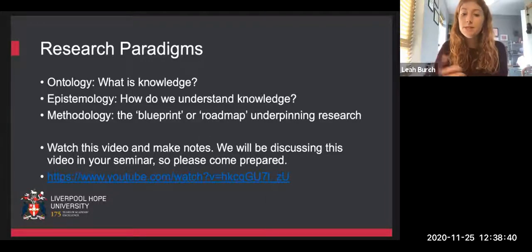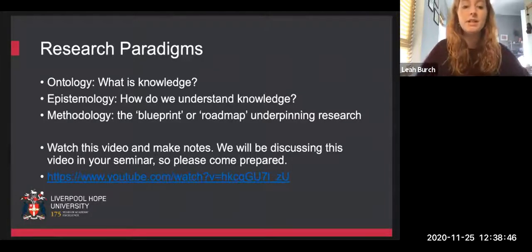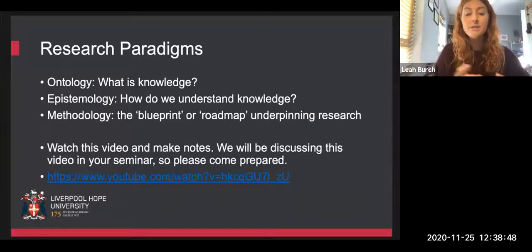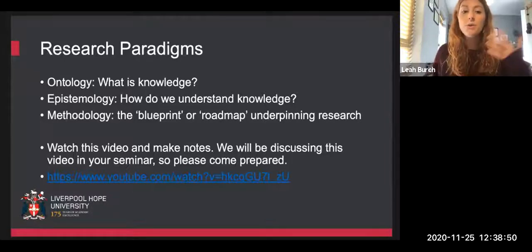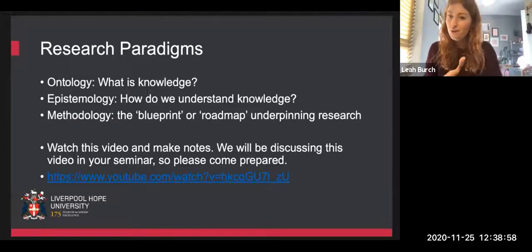Research paradigms. So this is building upon the research journey that I just mentioned in the previous slide. Theoretical perspectives would be the ontology. So ontology refers to questions around what is knowledge, and then epistemology, moving beyond that, would be how do we understand knowledge, how do we access knowledge, and then the methodology is the blueprint or the roadmap underpinning research.